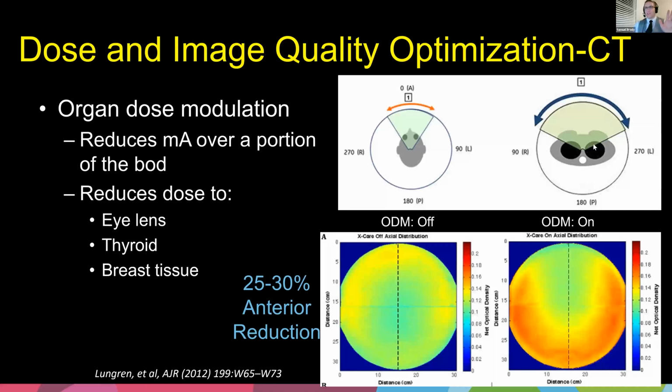Every other vendor out there, Canon, GE, they don't increase it on the posterior side. So in my personal opinion, that's fine. All it's doing is reducing the potential dose. So, yeah, go for it.